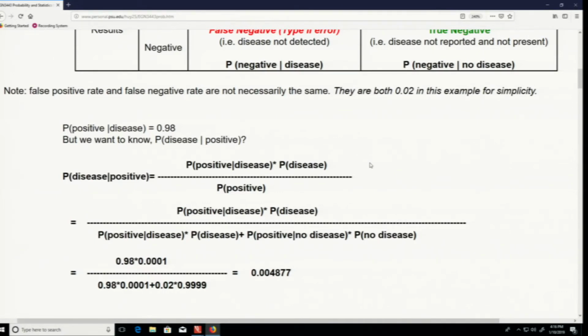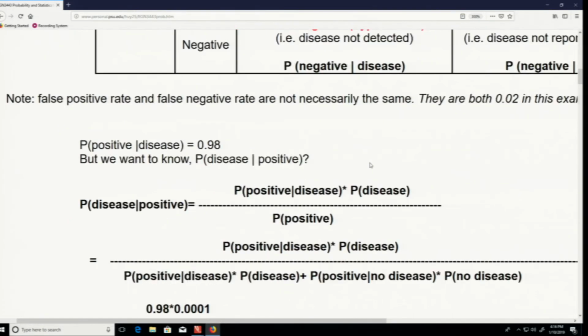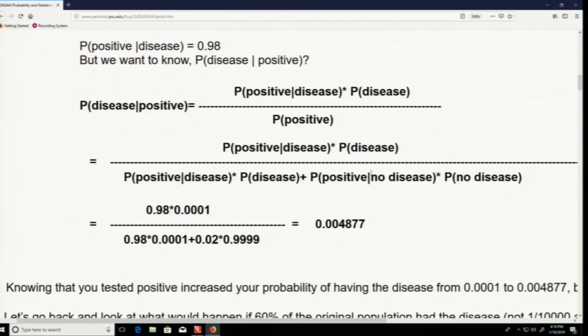Now we want to know: if the test is positive, what's the probability of having the disease? So this is what we were given. We were given that if this person has the disease, what's the probability that the test is positive? This is given, but we want to know, if the test is positive, we actually don't know whether this patient is diseased or not. Just some random person comes to the lab, I test, it's positive. Then what's the probability of having the disease?